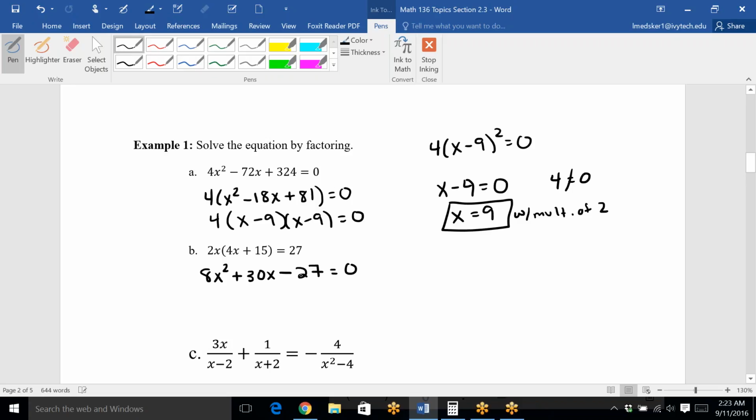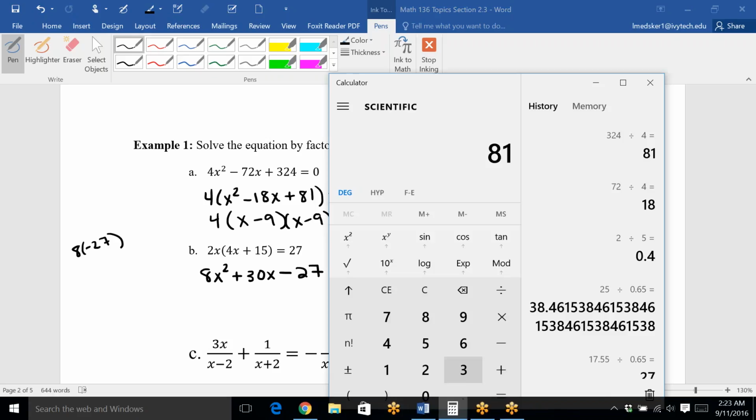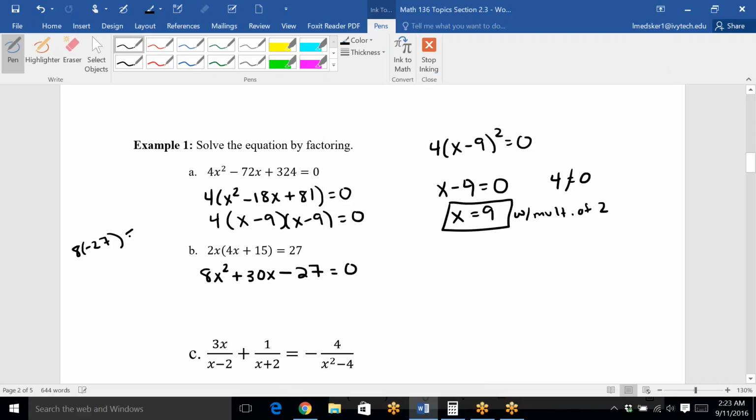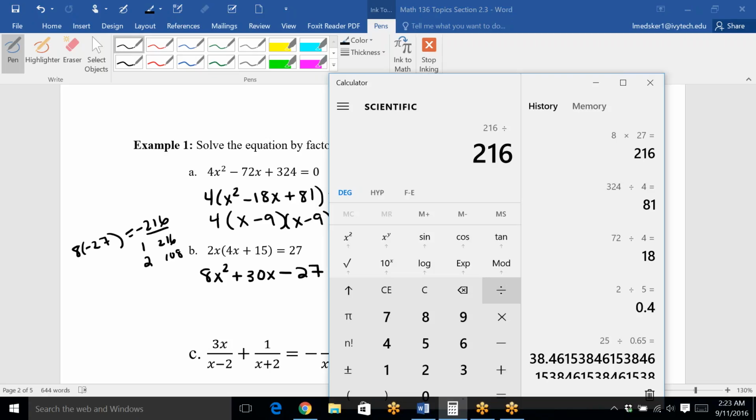This time I did not get lucky. There is not a GCF that I can pull out of all of those. So I'm going to have to do 8 times negative 27 and do the factor by grouping method. Sometimes you can't get away from it. It's going to be negative 216. And we need factors of 216. So 1 and 216, 2 and 108. Let's see if 3 goes into it.